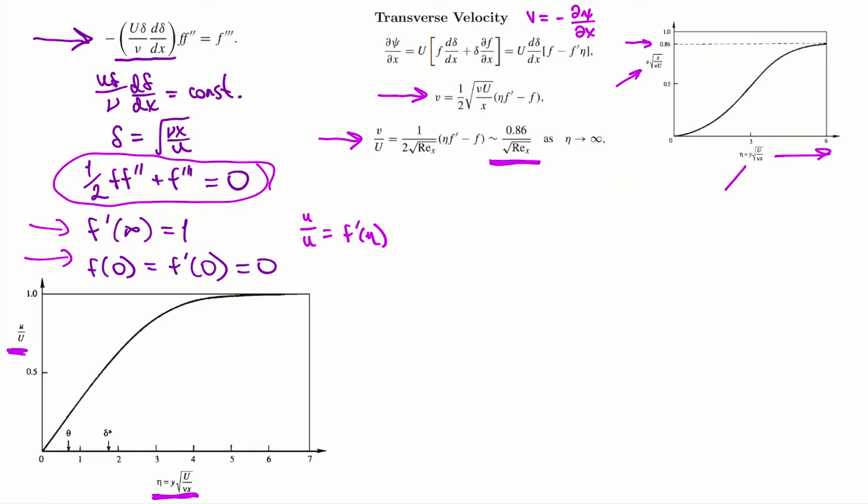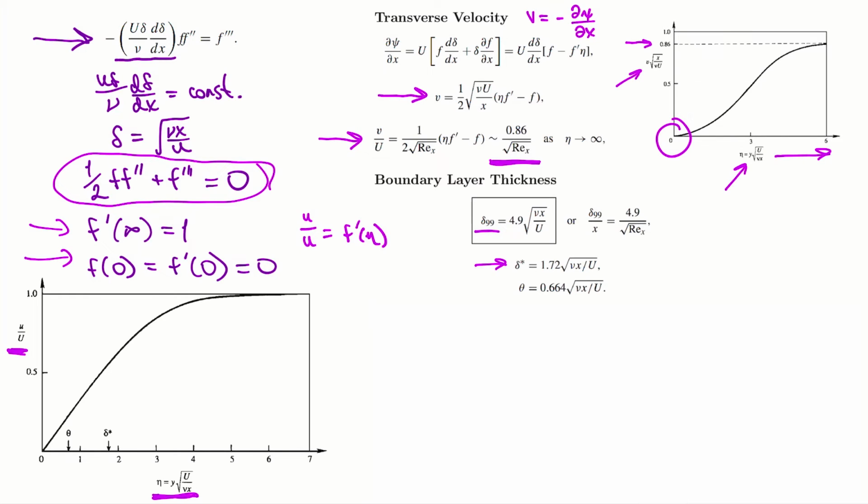And so v times root Reynolds over u we can plot against our eta, and our transverse velocity we see goes from 0 at the wall, which we know because it's a solid wall, to a maximum at the edge of the boundary layer, which matches the streamline shapes that we would expect. We can solve for the boundary layer thickness as well, right? So we have our 99% one, our displacement thickness, and our momentum thickness. The expressions for those are given there.